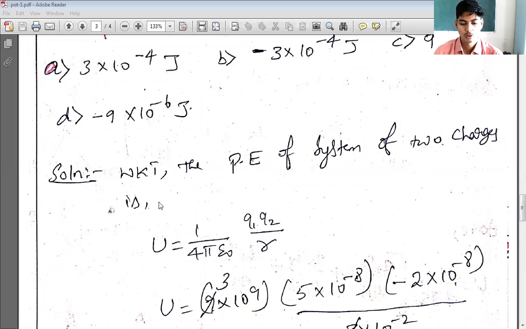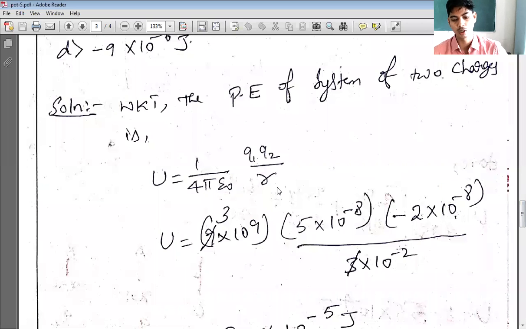So the potential energy of the given system of charges will be U is equal to 1 by 4 pi epsilon naught Q1 Q2 by R. We know that 1 by 4 pi epsilon naught is 9 into 10 to the power of 9. Q1 is 5 into 10 power minus 8 coulomb. Q2 is minus 2 into 10 power minus 8 coulomb. See, you need to take into account the sign of the charge also while calculating potential energies. Potential being a scalar quantity, they obey ordinary laws of algebra, right? So you need to take into account the sign of the charge.